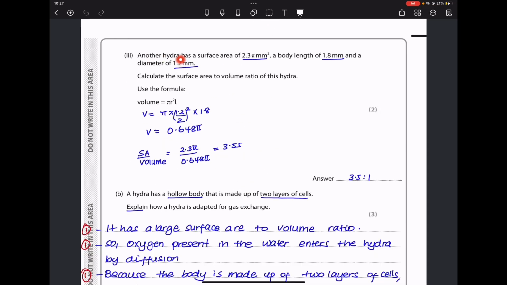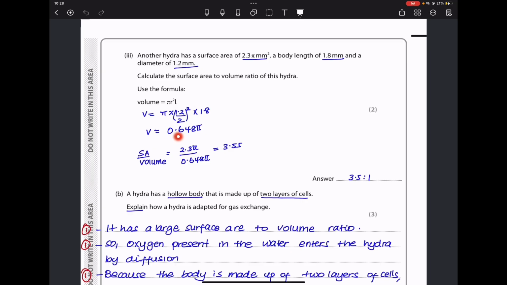Next, they say another hydra has a surface area of 2.3 pi millimeters squared, a body length of 1.8 millimeters, and a diameter of 1.2 millimeters. They want you to calculate the surface area to volume ratio of this hydra. And again, they want you to use this formula. Volume is pi r squared L. So here volume will be pi into the radius is going to be half of the diameter, which is 1.2 divided by 2. So you square that times the length, which is 1.8.